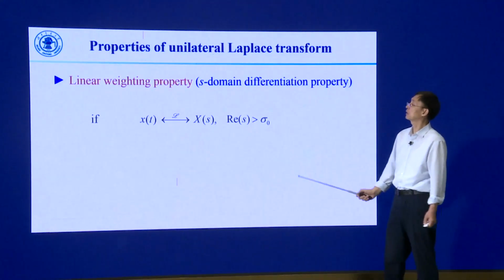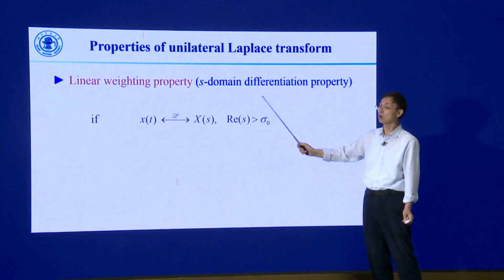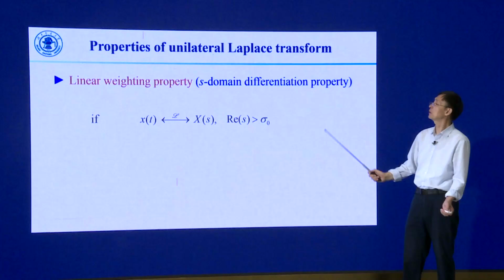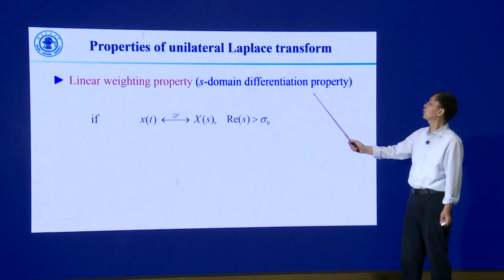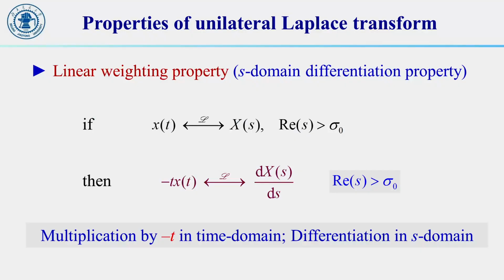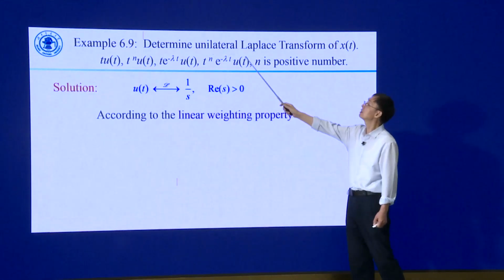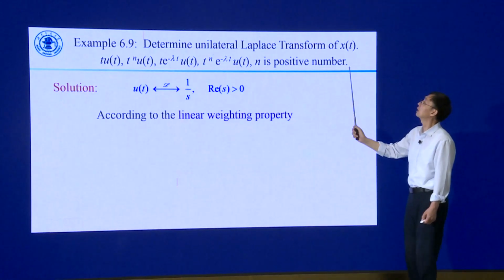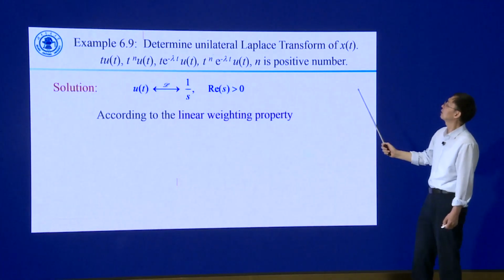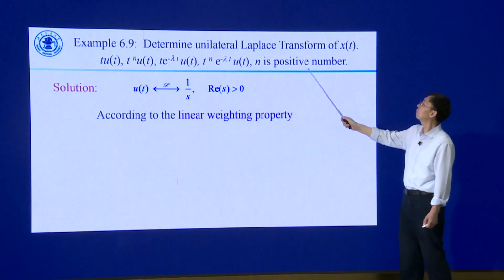This is another property called linear weighting property. It's also termed S-domain differentiation property. It means multiplication by minus t in time domain corresponds to differentiation in S domain for its Laplace transform. For example, determine this signal's unilateral Laplace transform. Here, a is positive number.